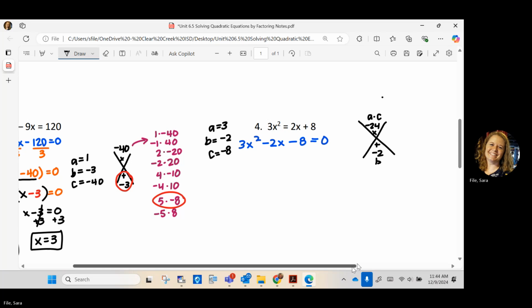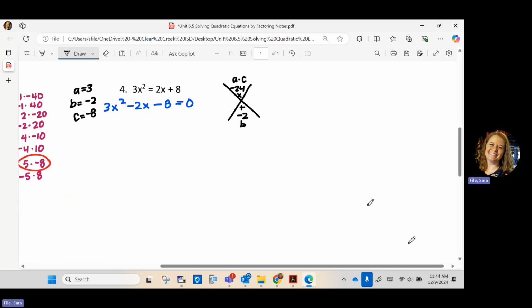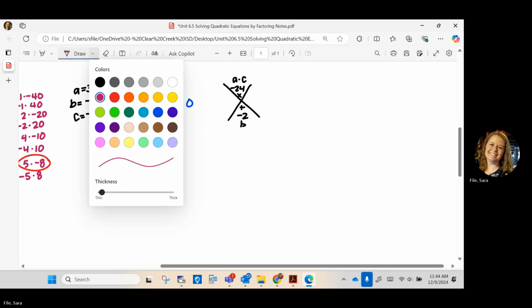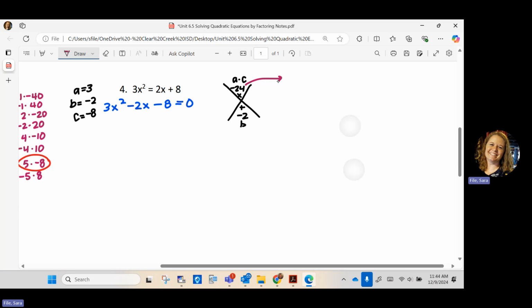Okay, so you can list your factors of -24 again. So that could be 1 and 24, obviously, or 2 and 12, or it could be 3 and 8, or it could be 4 and 6.